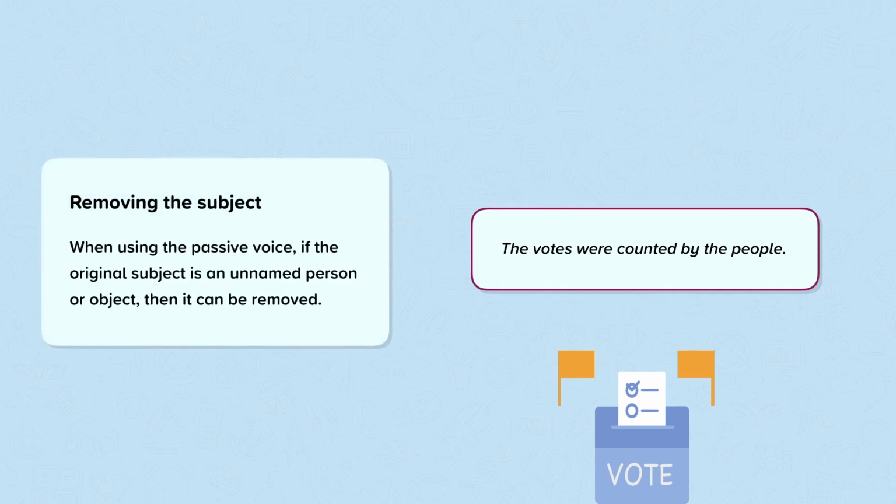When using the passive voice, if the original subject is an unnamed person or object, then it can be removed. This can sometimes make the sentence clearer or more formal. If we look at the example we've already looked at, the votes were counted by the people, the people who counted the votes are not named. Therefore, it's not really important who did the counting. The important fact is that the votes have been counted, so the original subject, the people, can be removed. This allows us to focus on the important point that the votes have been counted.